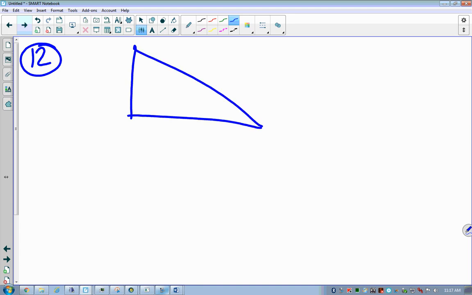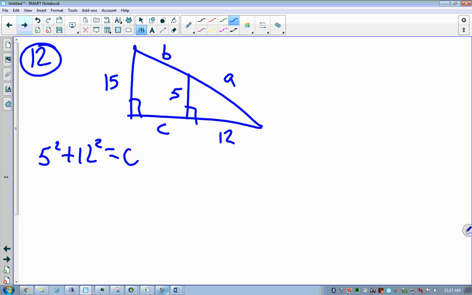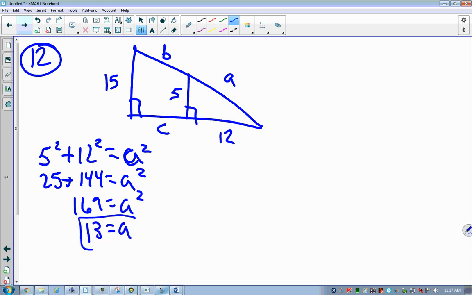It's not a great picture to start, but 15, B, A, 5, 12, C. All right, the easiest thing to solve for here is A, because it's the hypotenuse of this small triangle. So 5 squared plus 12 squared equals A squared. We got 25 plus 144 equals A squared. That's going to be 169 equals A squared. Square root of 169 is 13 equals A.